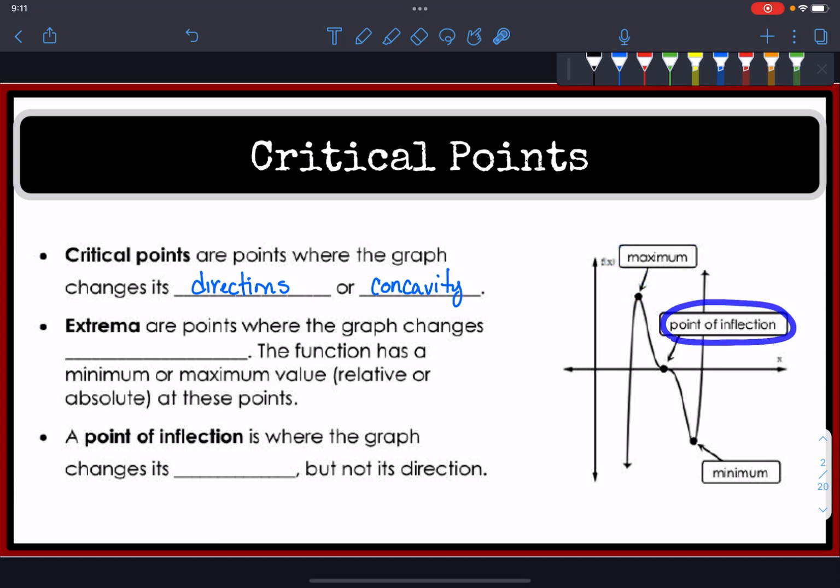The point of inflection, where it's changed its concavity, its curvature, from concaving upwards to concaving downwards, as you see right here, is also referred to as a critical point. And the minimum value, where it changes direction from decreasing to increasing, is also a critical point. So these 3 points in general are referred to as critical points. Now these two specific critical points are classified as extrema. Those are points where the graph changes its direction.